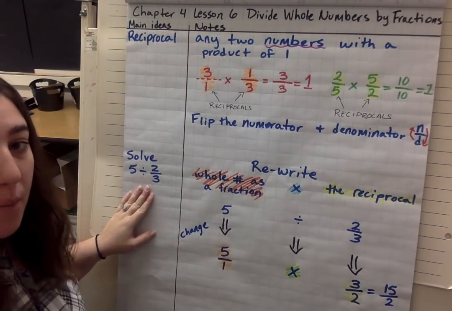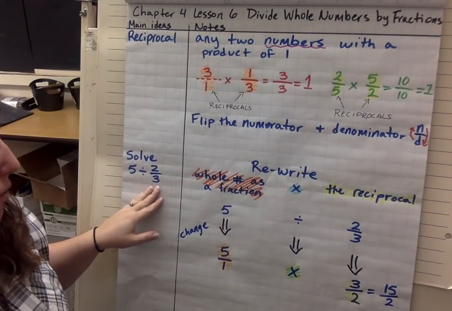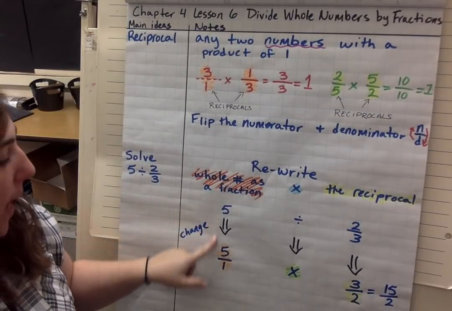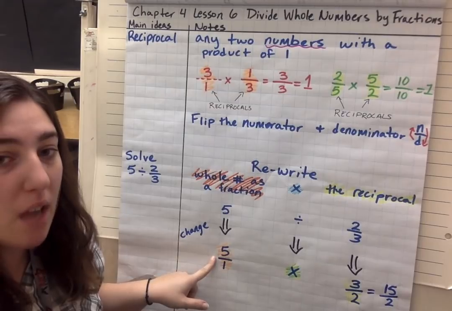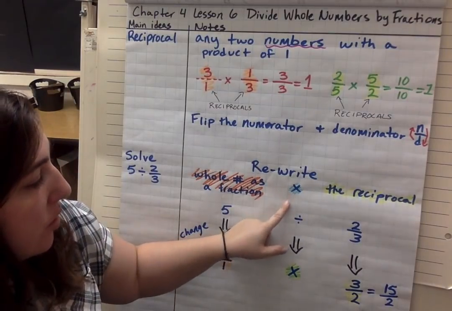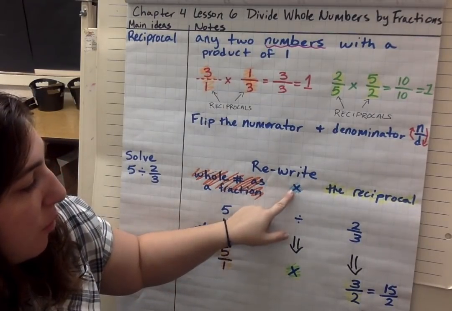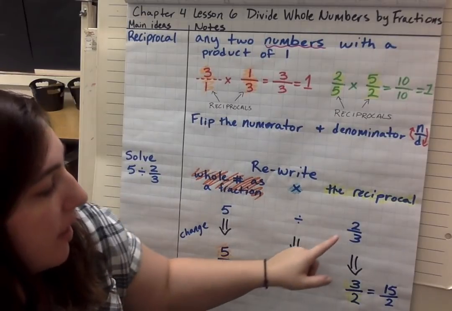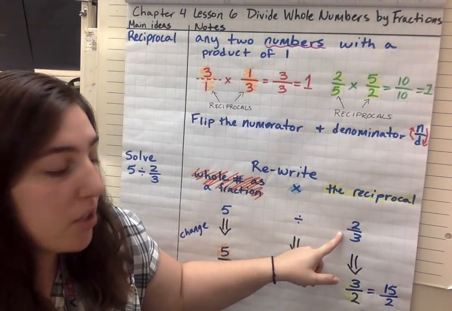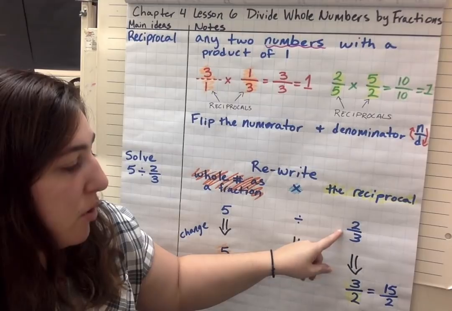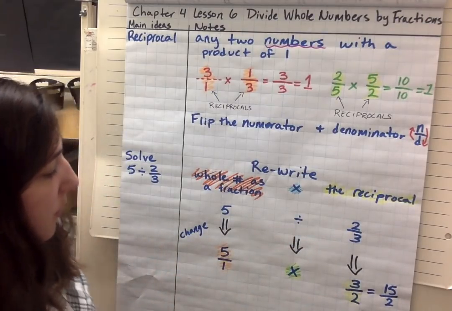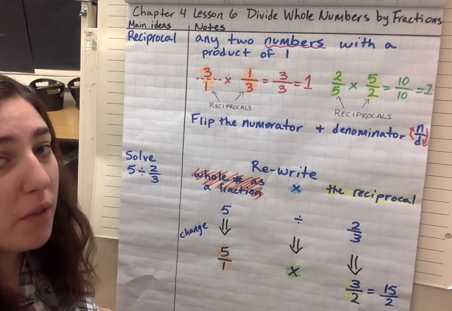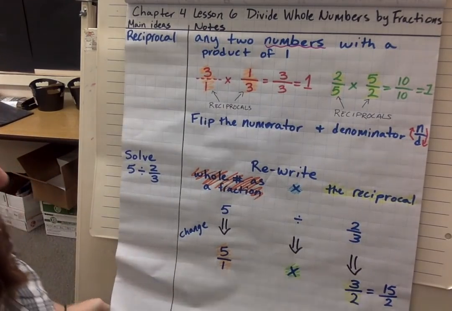This was our example problem, 5 divided by 2/3. We had to rewrite 5 as a fraction, so every whole number has a denominator of 1. We changed the division sign to a multiplication sign, and then we wrote the reciprocal of the fraction that we had. So the fraction we had was 2/3, and the reciprocal was 3/2. Okay. So that's a brief overview. Let's go on to Lesson 7.